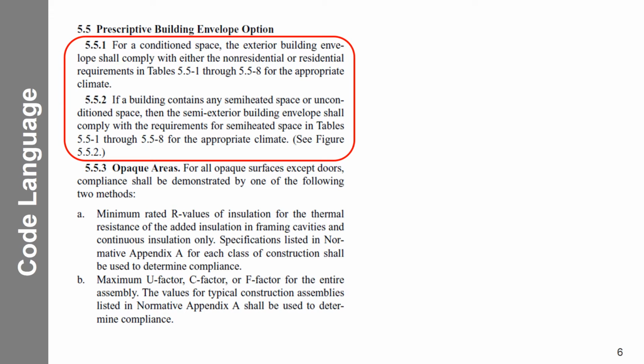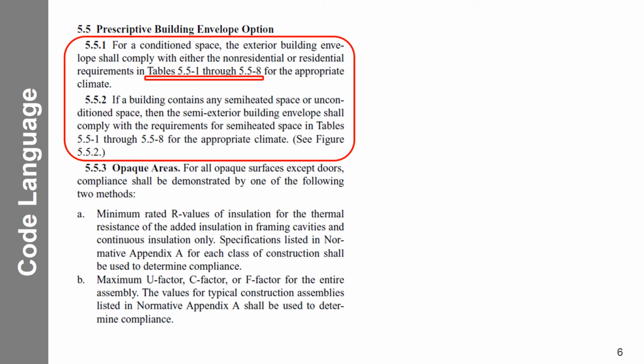Code text is obviously formatted differently from what's in the IECC, but in general, you still have the R value and U factor method, along with the prescriptive trade-off method and the performance method. But let's take a look at the prescriptive building envelope option.